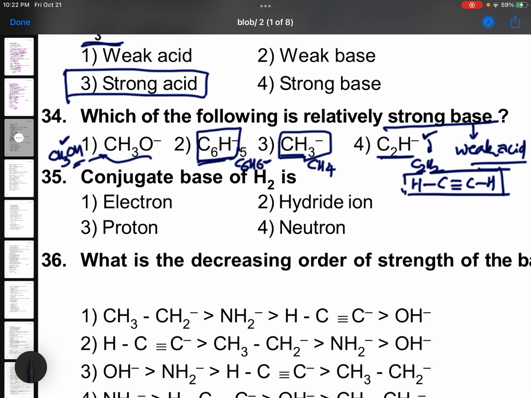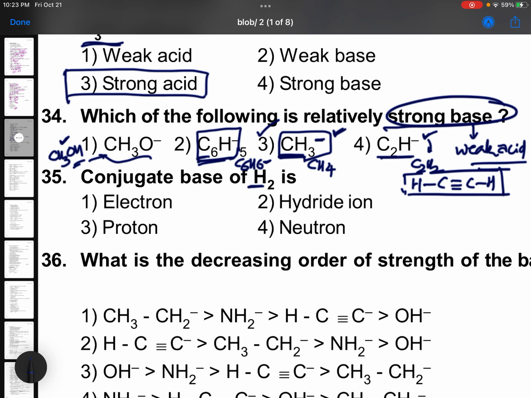Now at least in benzene there is a double bond carbon. Here single bond carbons are there. Single bond carbons are less electronegative. They can't release proton. They can't hold negative charge. So they are going to be very, very less stable. When they are less stable, they are going to be strong bases. So this is your right option.